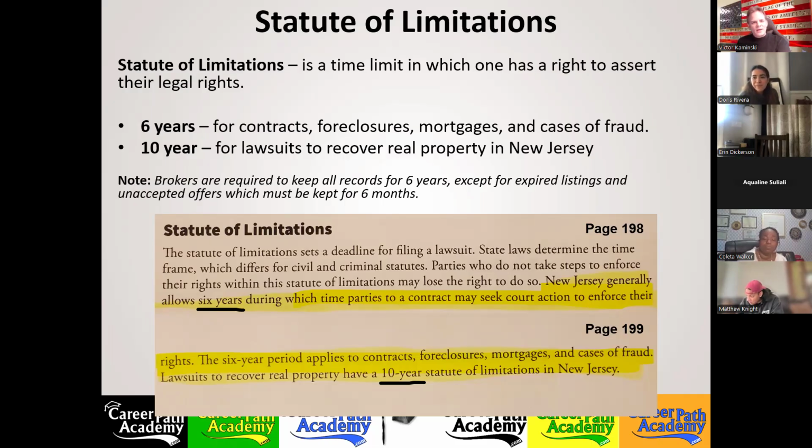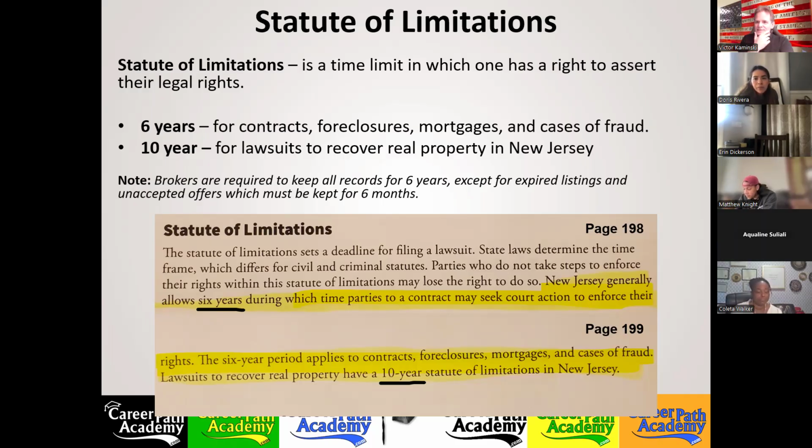So anyway, the statute of limitations is that deadline in which somebody can assert their legal rights, or law enforcement can come after you and file charges by a certain deadline. So there's a 6-year statute of limitations for contracts, foreclosures, mortgages, and cases of fraud. Ironically, real estate brokers have to keep all original documents for how long? 6 years. Is that just a coincidence, you figure? Or is there such a thing as coincidence?